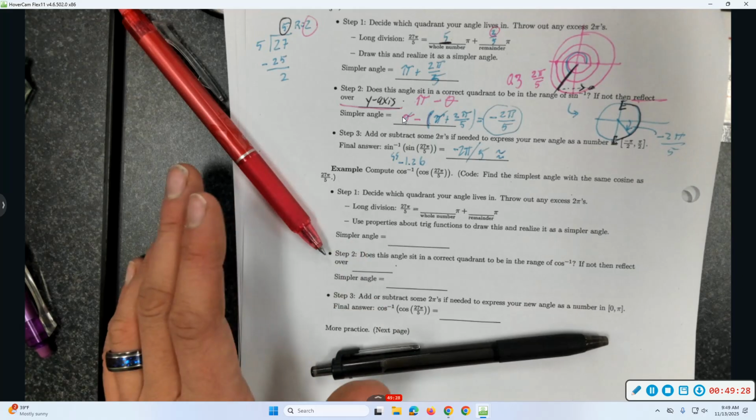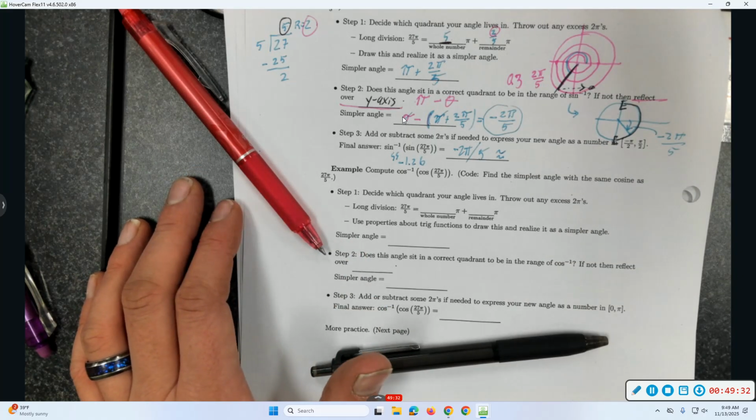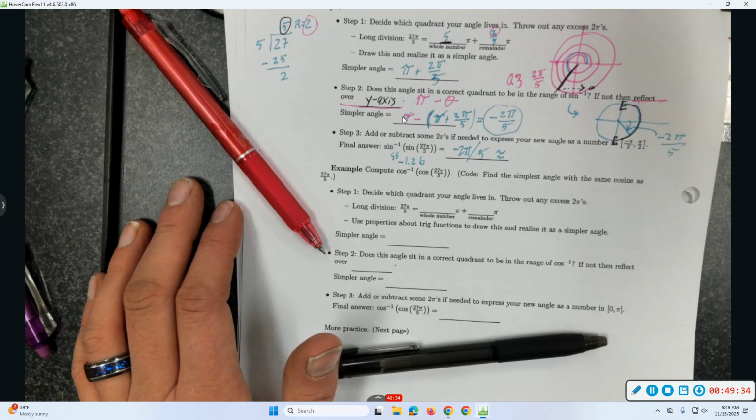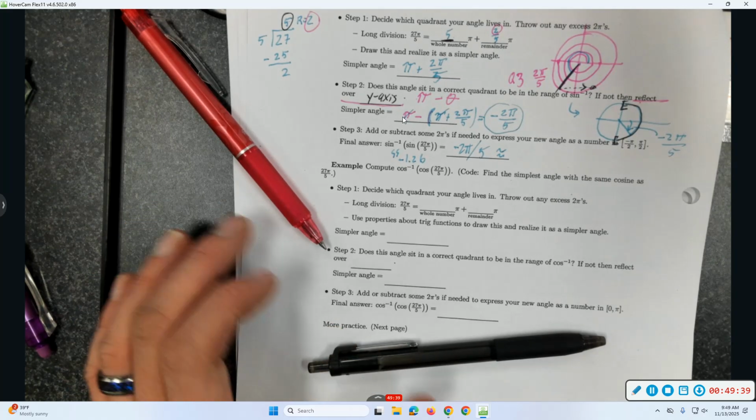If I want to check if this is reasonable, let's also get a decimal approximation for the thing I think the answer is. Tell me, what is negative 2 pi over 5? I like the negative sign. Is it the same? Nice.